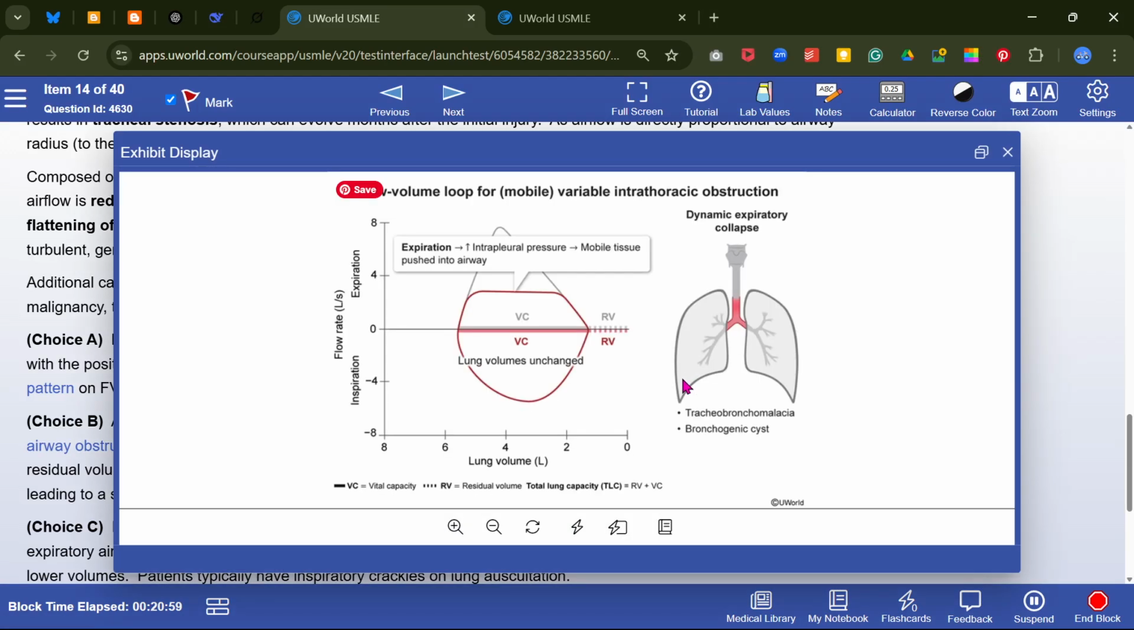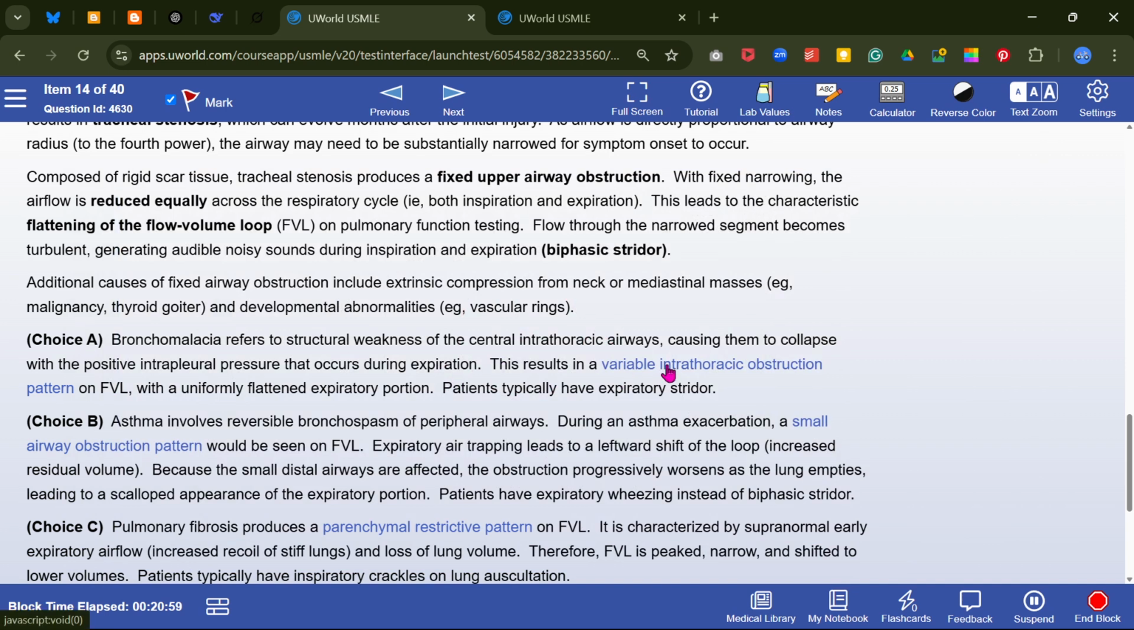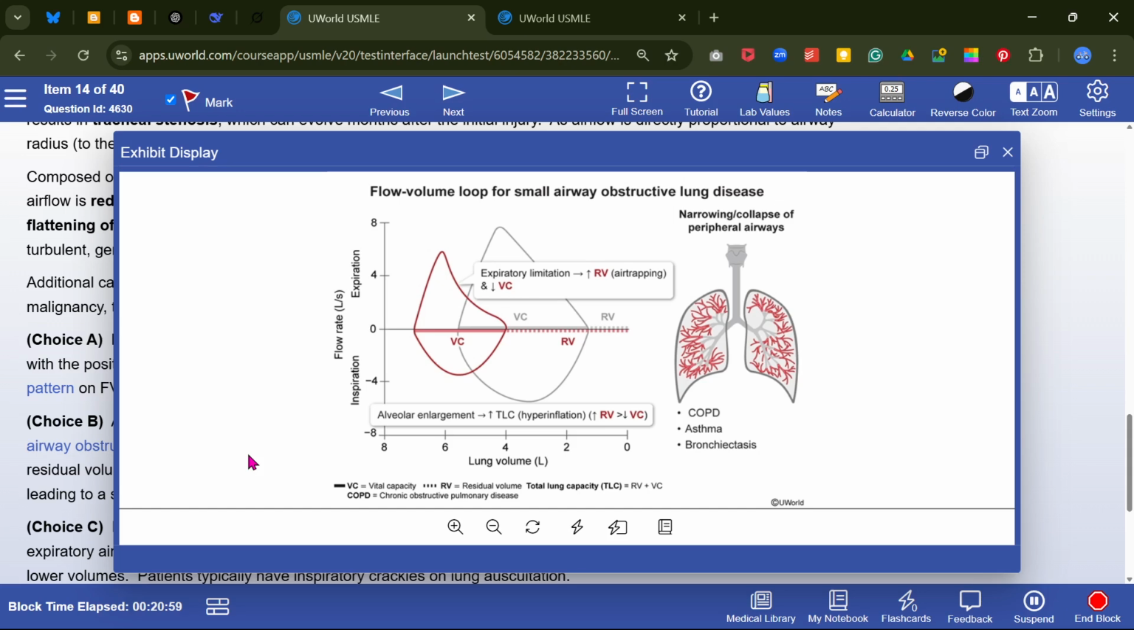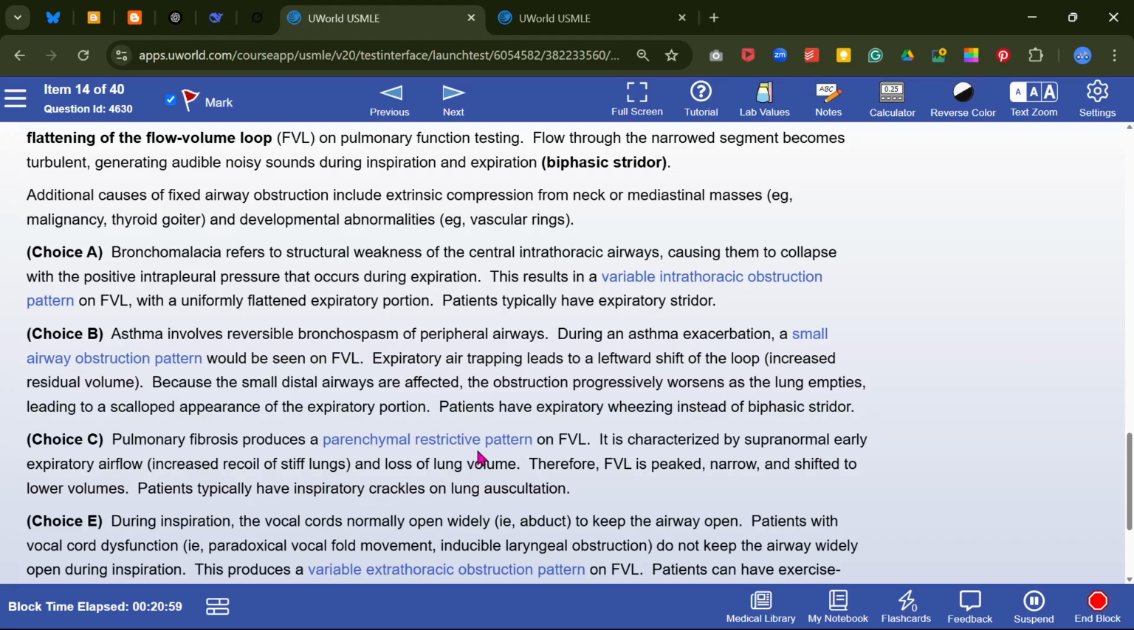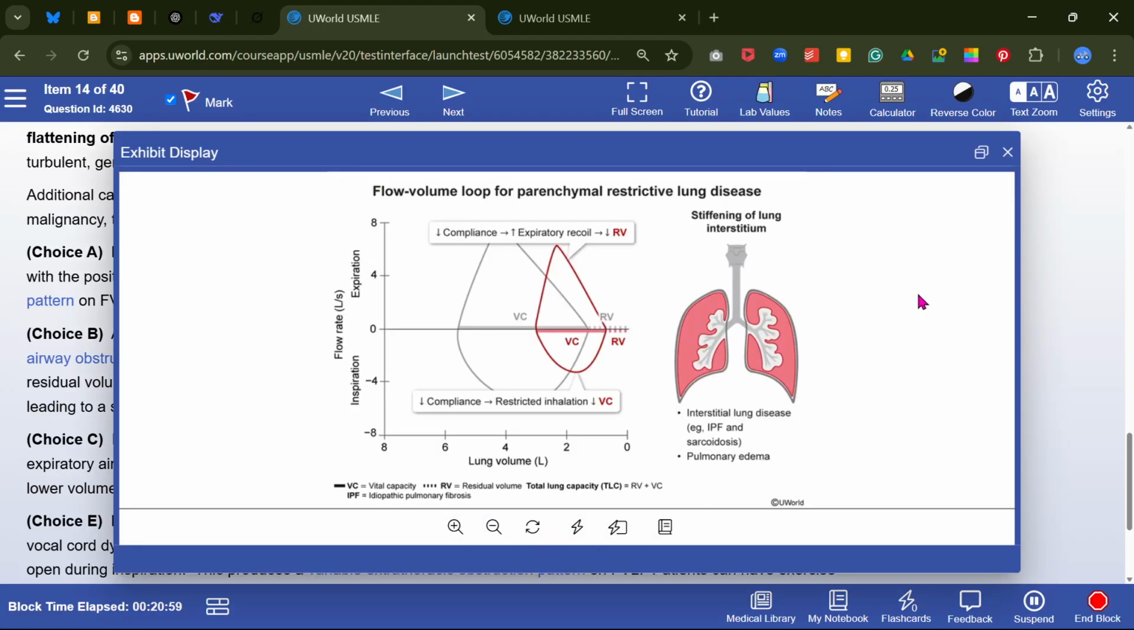In bronchomalacia, look at the pattern of the bronchomalacia. How will I remember bronchomalacia? Okay, in bronchomalacia the lower portion is slightly curvy, not like this. It is a variable intrathoracic obstruction. Look at asthma. In asthma there is increased residual volume, so there is air trapping, so decreased vital capacity. How do you remember these patterns? What's your technique?